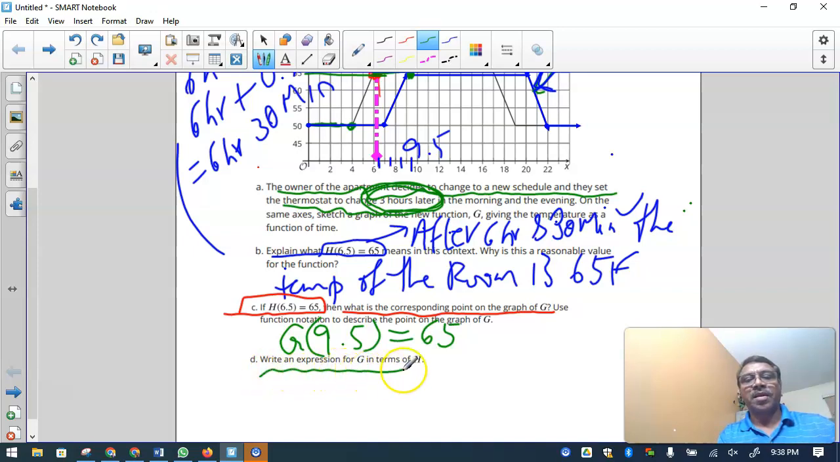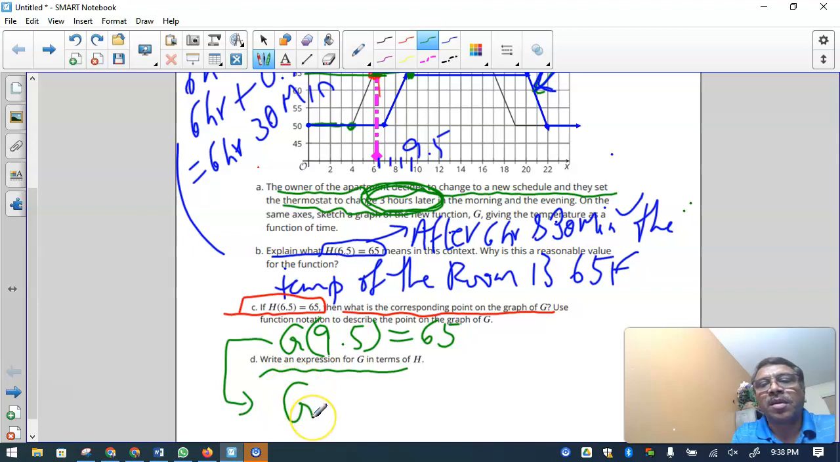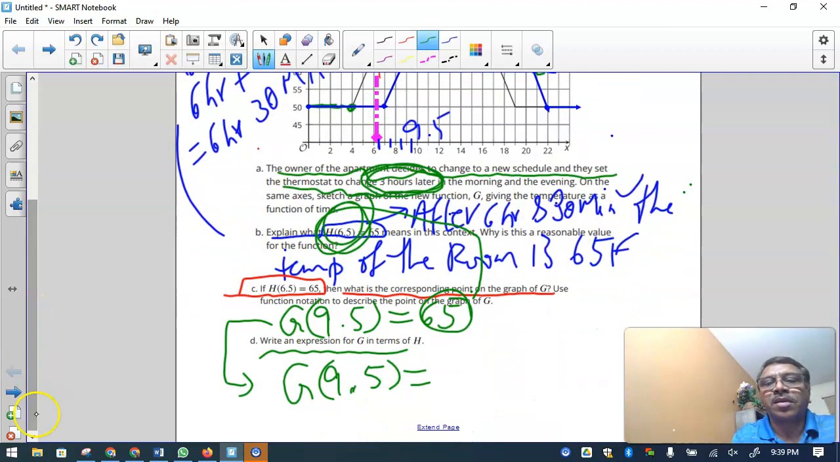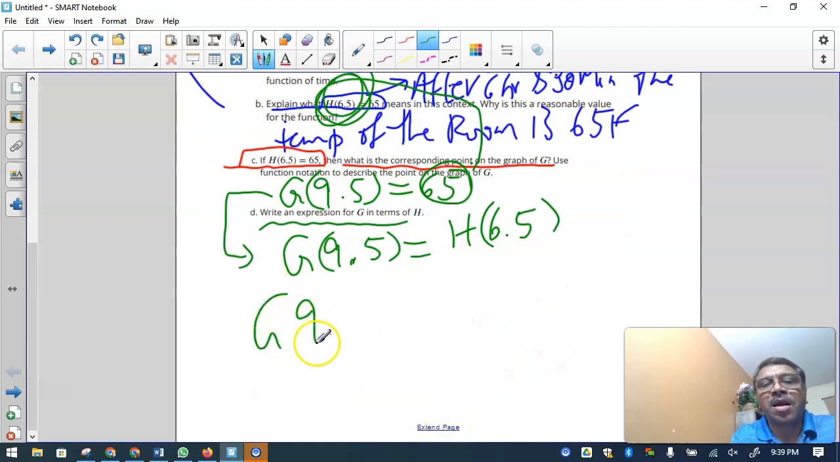And then the next question is asking, write an expression for G in terms of H. So how do we do it? Watch this. This G of 9.5 is 65, but that 65 was H of 6.5. So this is H of 6.5. And this we can write as G of 9.5 is H of 6.5.